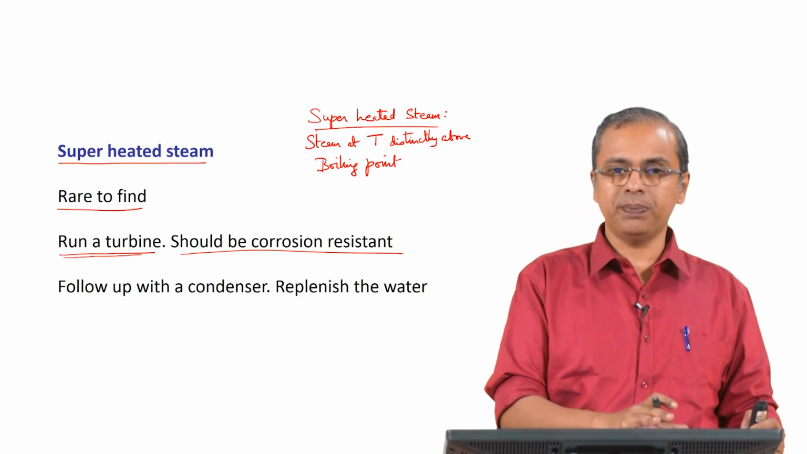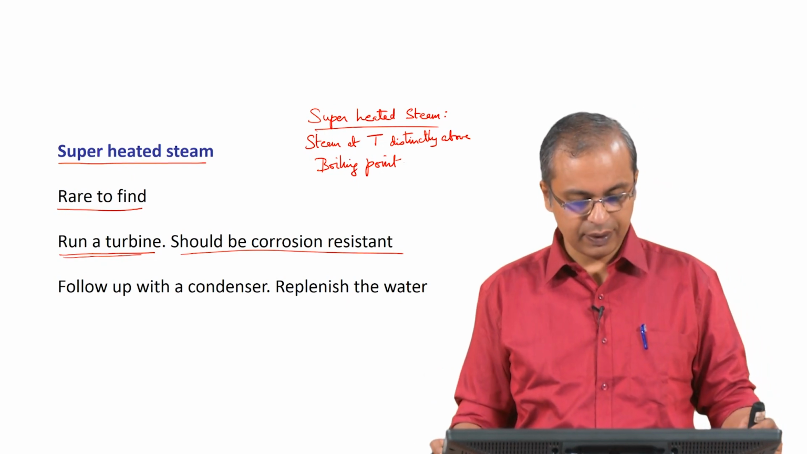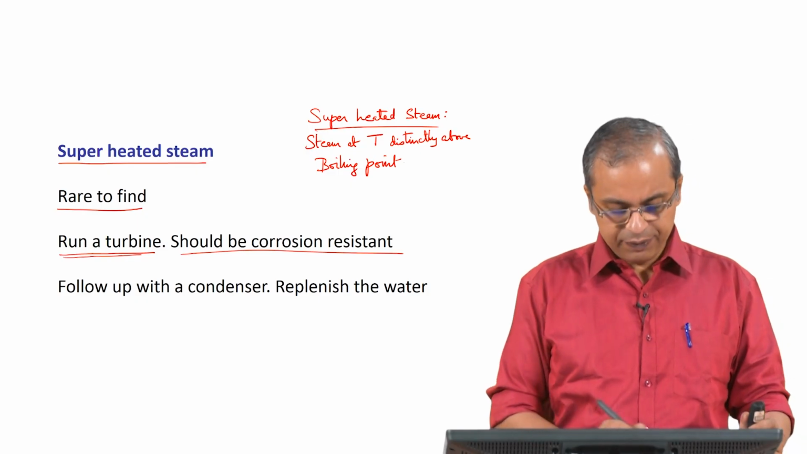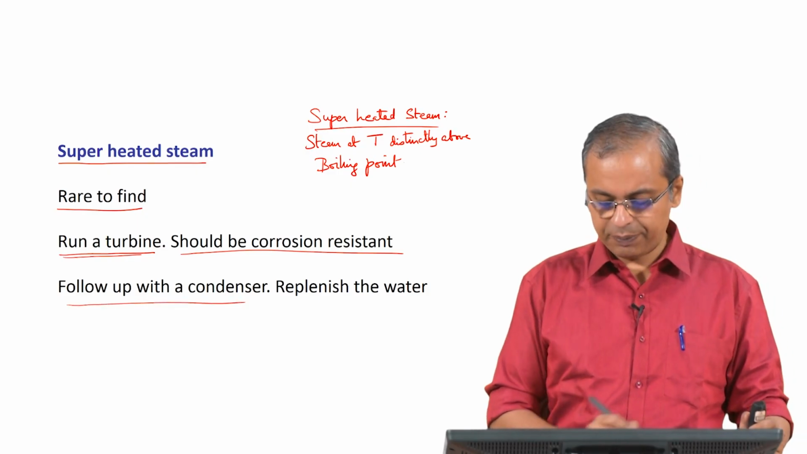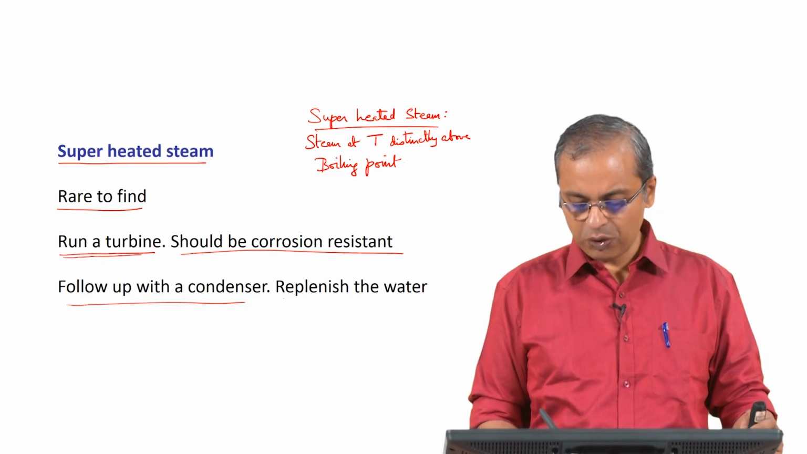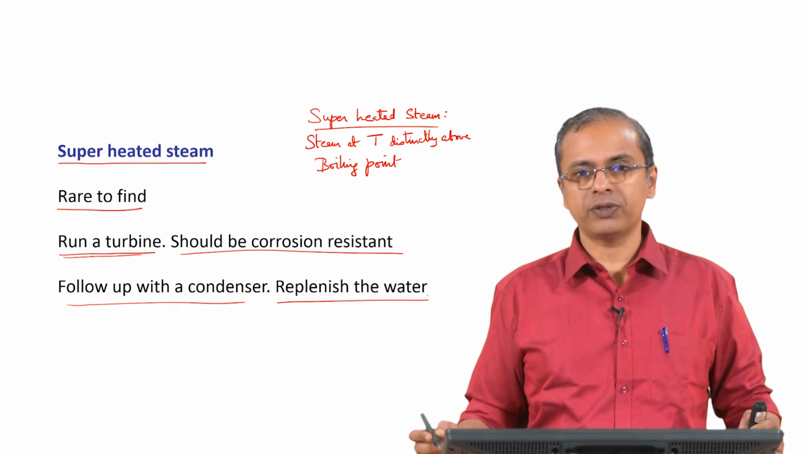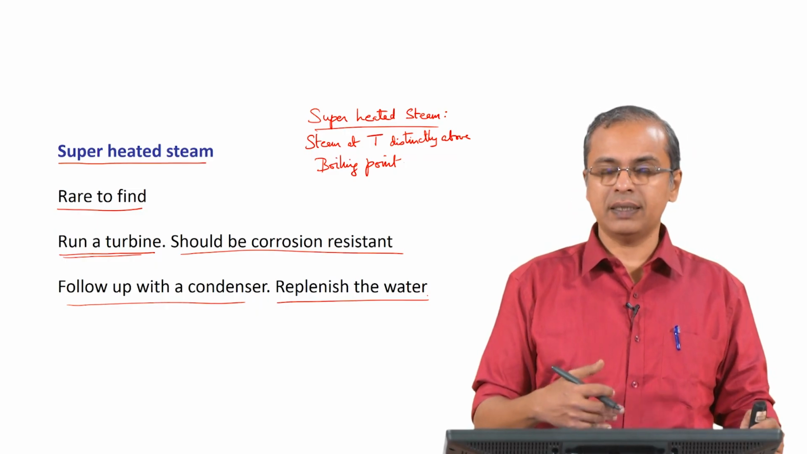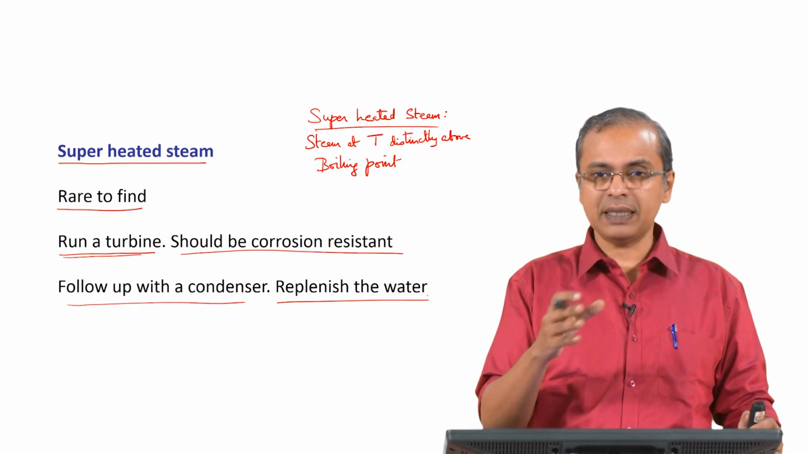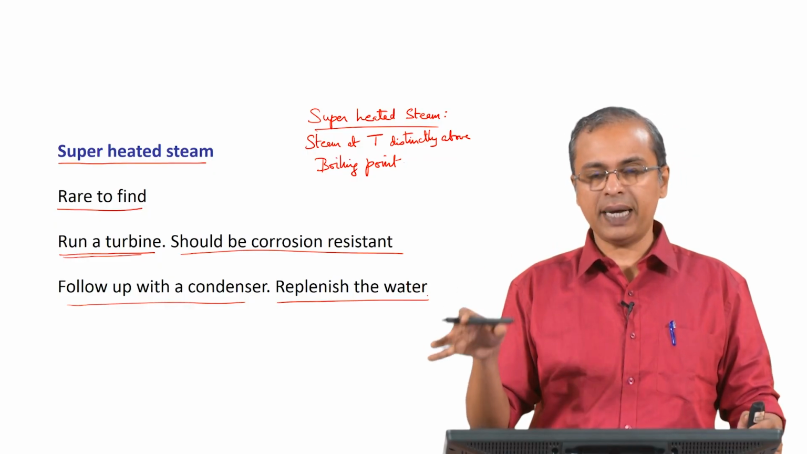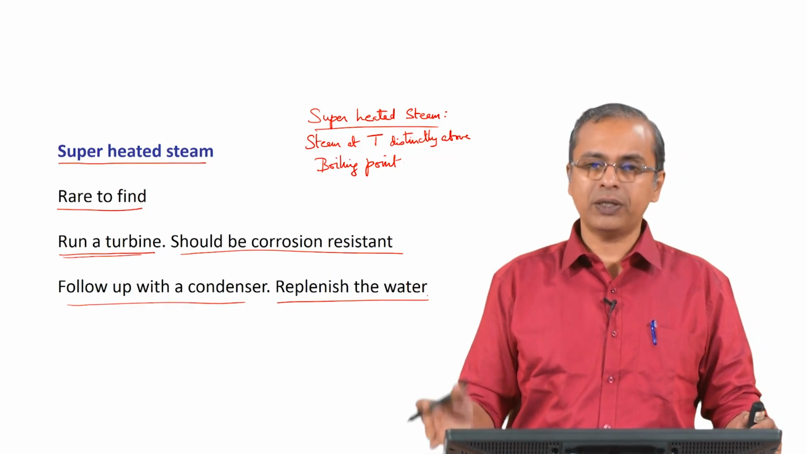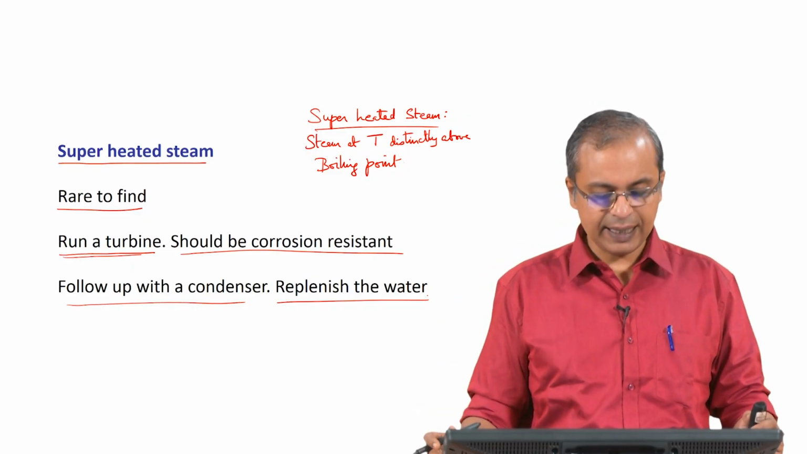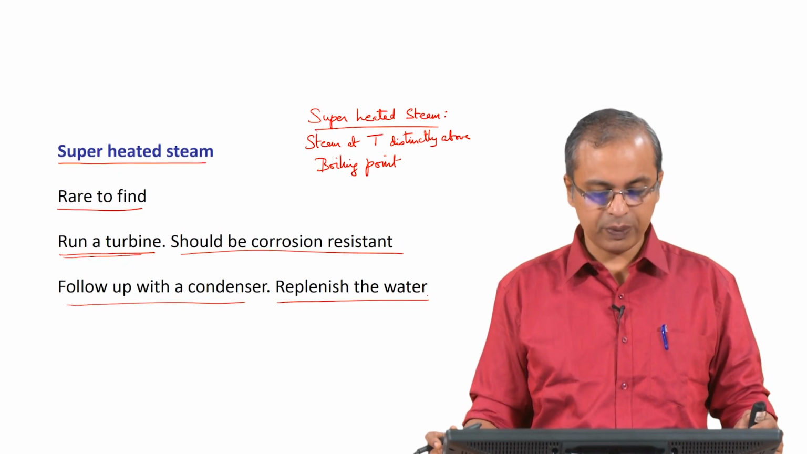But in any case, if it is superheated steam, it can be sent to run a turbine, and we can follow it up with a condenser that we will see in a moment. And if the superheated steam is coming straight from the ground, we do not want to exhaust that superheated steam. So, whatever happens at the end of the process, the water that is generated is put back into the ground at that location to ensure that the cycle stays operational. This is the general idea that people would like to do with respect to superheated steam.